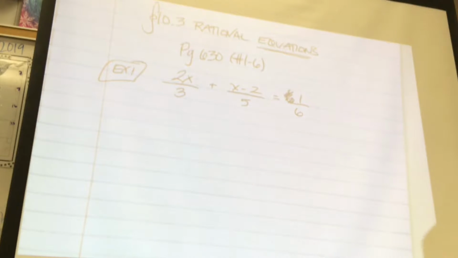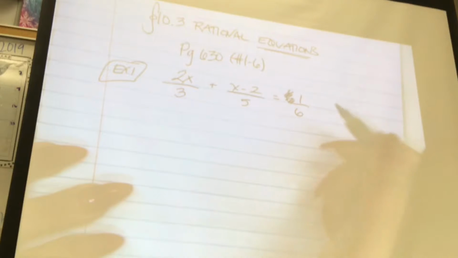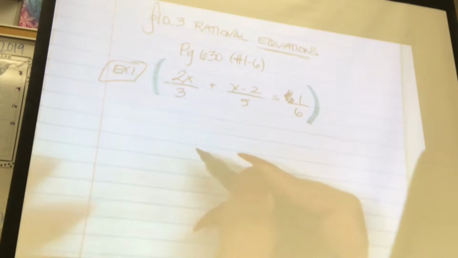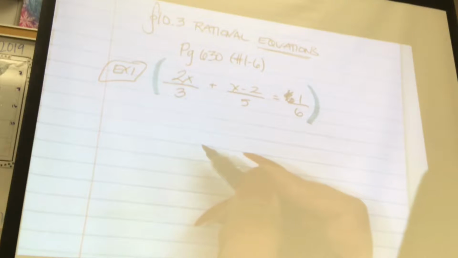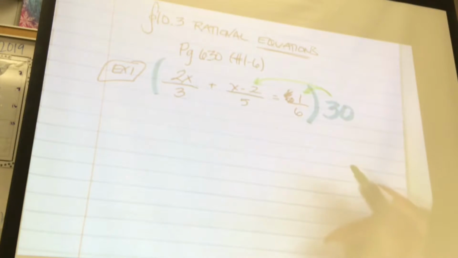My bad. So I want to find the least common denominator for 3, 5, and 6. That means I want to find a number that all 3 of these numbers fit into. 3, 5, and 6. And that number is going to be 30. So I'm essentially going to multiply each of the fractions by 30. I'm going to take this 30, multiply it by 1/6, take that 30, multiply it by x minus 2 over 5, take that 30 and multiply it by 2x over 3.